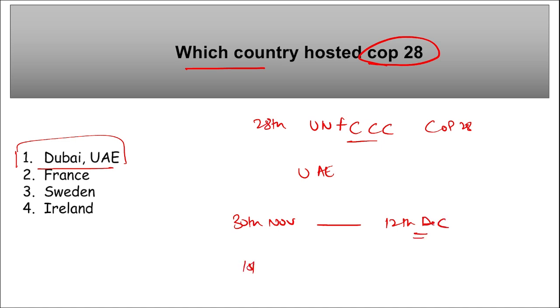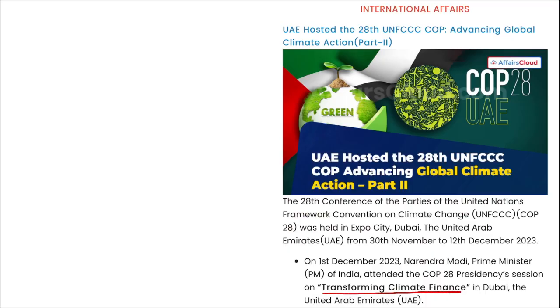And remember, on 1st of December, Narendra Modi, the Prime Minister of India, attended the COP28 presidency session that is based on the theme Transforming Climate Finance. And where was it? It was in Dubai, UAE. Remember the theme also for this COP28, that is Transforming Climate Finance. Right? Then apart from this, on the sidelines of COP28, Asian Development Bank have launched a Nature Solution Finance Hub for Asia Pacific, and they will be investing around $2 billion here.